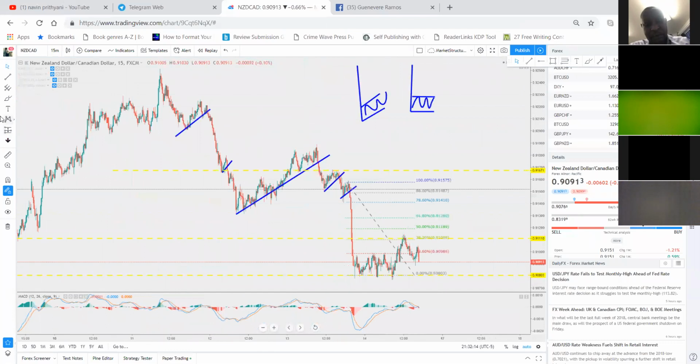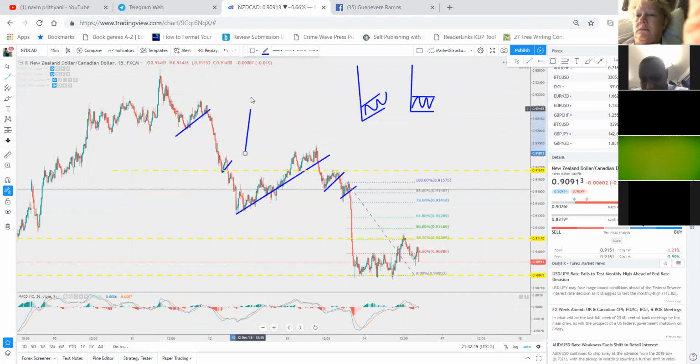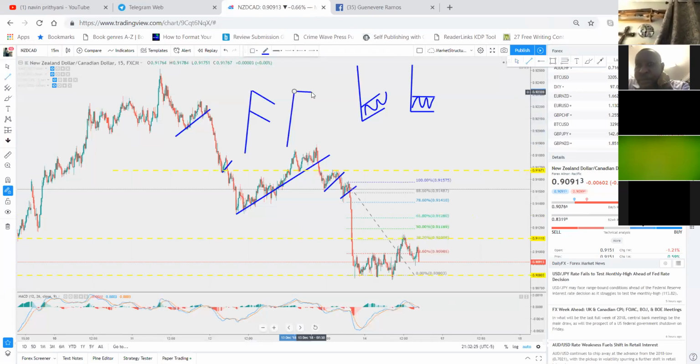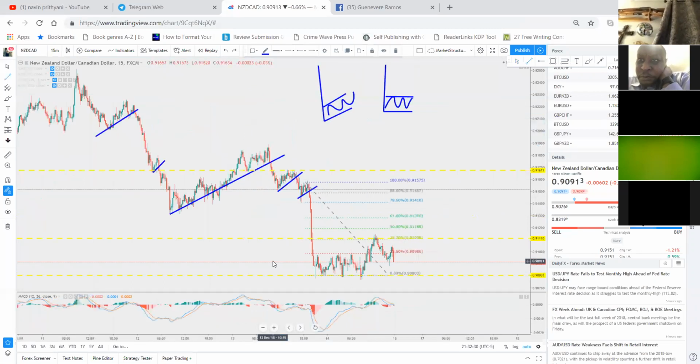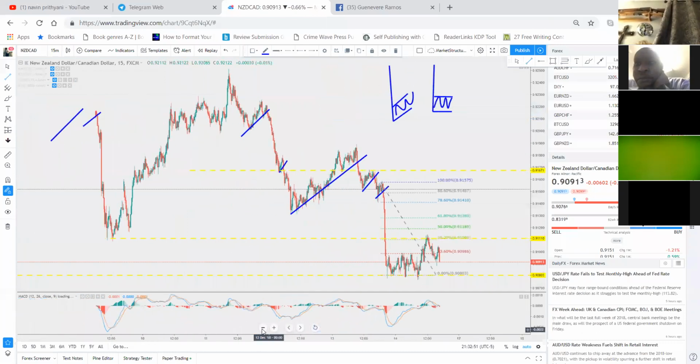But looking at flags, that's a sell, and a sell flag and a buy would be the opposite. It could either flag down or it could flag sideways. Now the market moves 3 ways. You get an impulse, a correction, and a continuation. Whenever you get an impulse and correction, then you would buy the continuation. If you were having a sell and you got an impulse and a correction, then you're going to sell the continuation. So let's look at NZD CAD from the top.